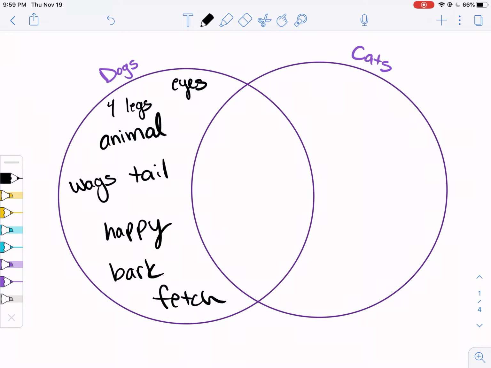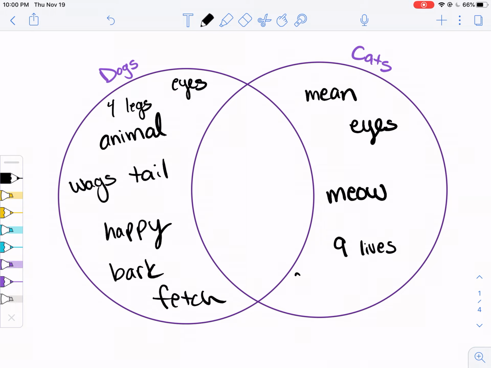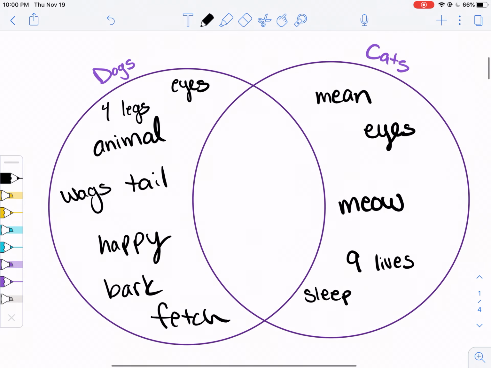And what about cats? Well, when I think of cats, I think of relatively mean animals, and they have these cool, like, cat eye things. They make this meow sound, which is fun. They have 9 lives, which is super great. What else do I know about cats? Oh, they sleep a lot. They invented the cat nap.